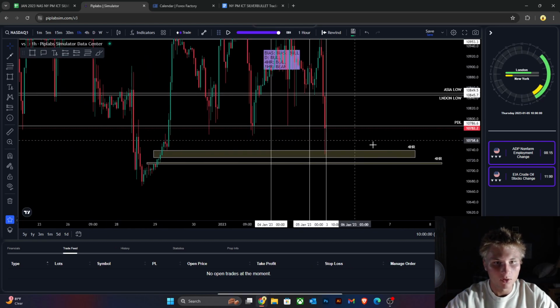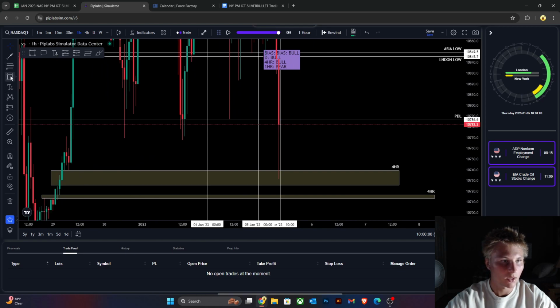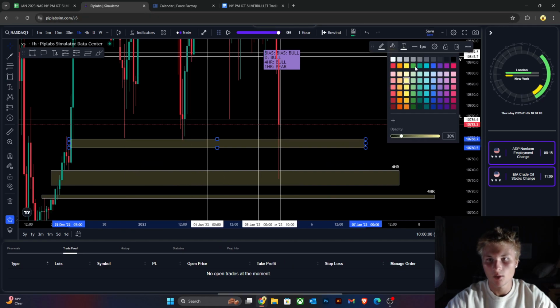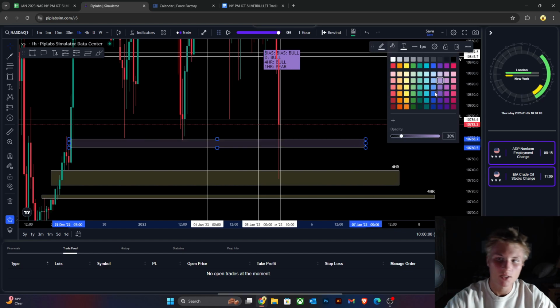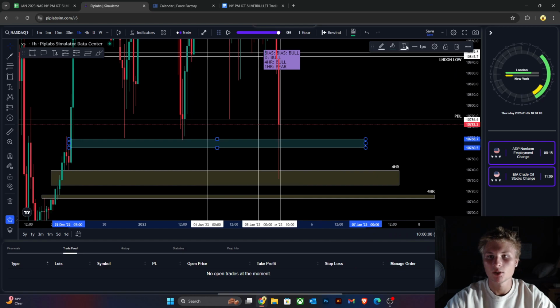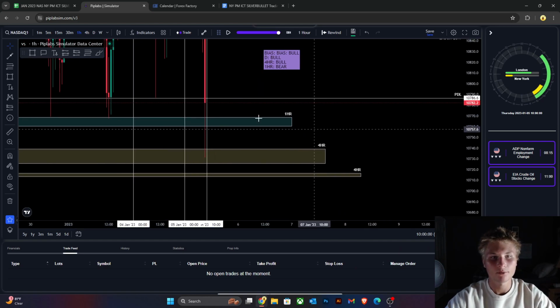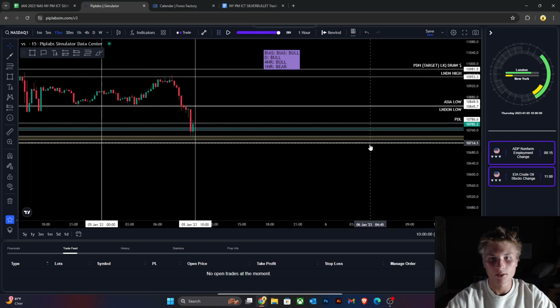Let's see here. Here was also a 1-hour gap, which we tapped into multiple times here. I'm gonna change the color of this just because it is a different time frame. I like to change the color per time frame. 1-hour gap here, and hopping down on the 15-minute here.